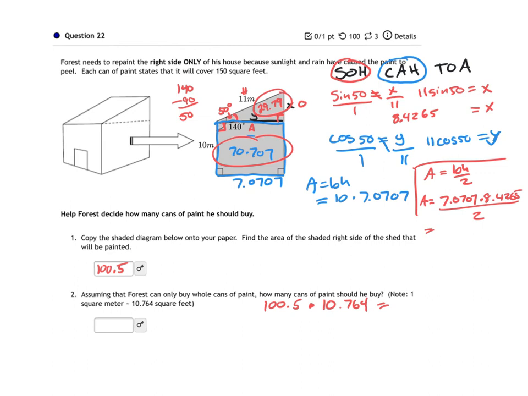When I do that, I'm going to end up with something like 1,081.7867. Now, that is going to be the square feet. Since each can covers 150 square feet, I just need to divide that by 150, and that will tell me how many cans. When I do that, I get approximately 7.2. But since I can only buy whole cans of paint, that means I should buy 8 cans of paint.